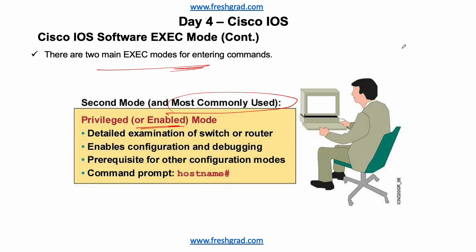Similarly, in Windows, you have Windows 10, 11. In a similar way, in Cisco devices, there are different types of IOS versions. So you can see those. It is also a prerequisite for the other configuration modes.